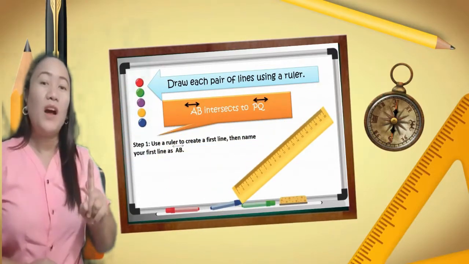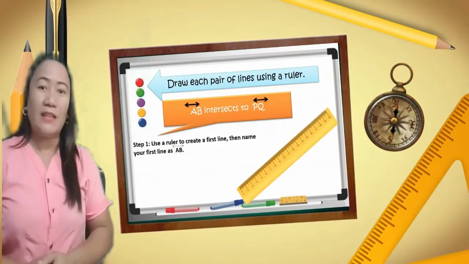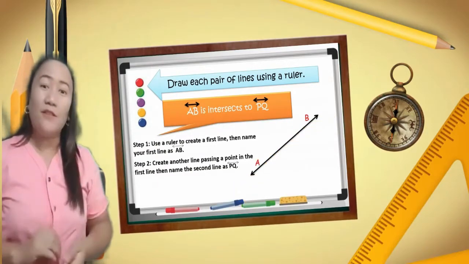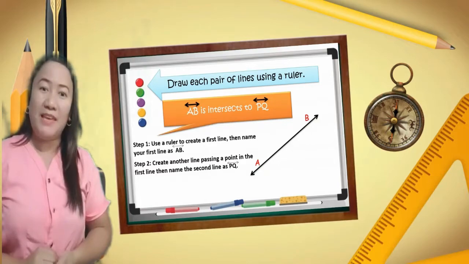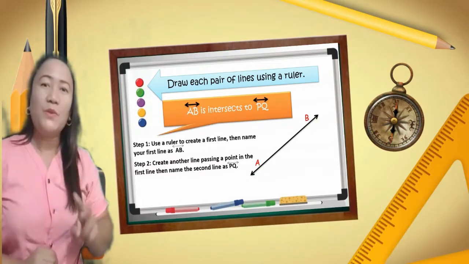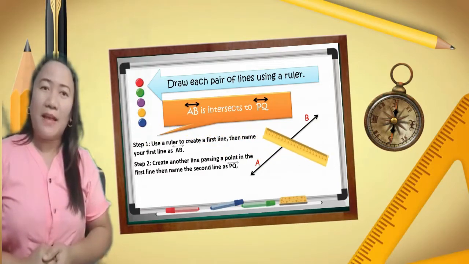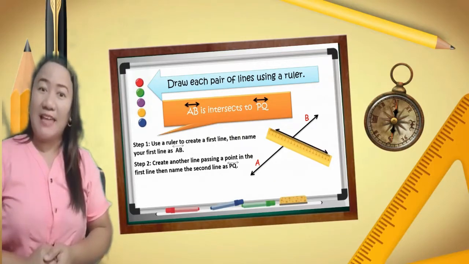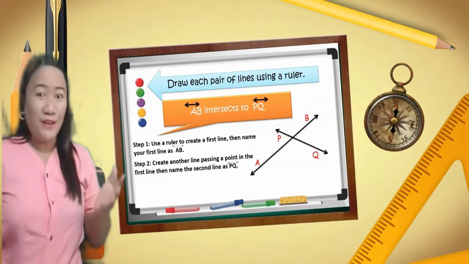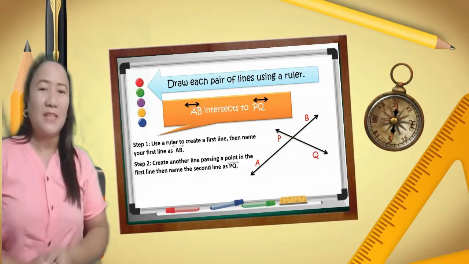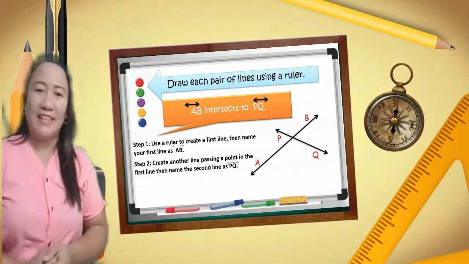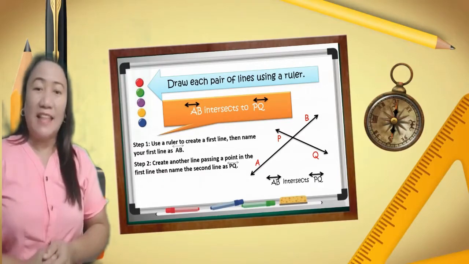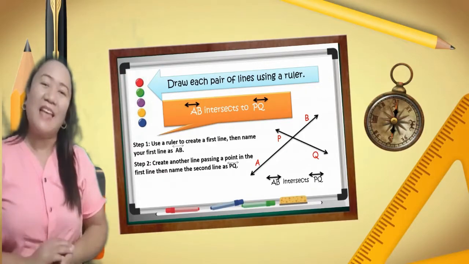So step 1, use a ruler to create a first line, then name your first line as line AB. Then, step 2, create another line passing a point in the first line, then name the second line as line PQ. Perfect! We have now successfully drawn an intersecting line. So we can say that line AB intersect line PQ.